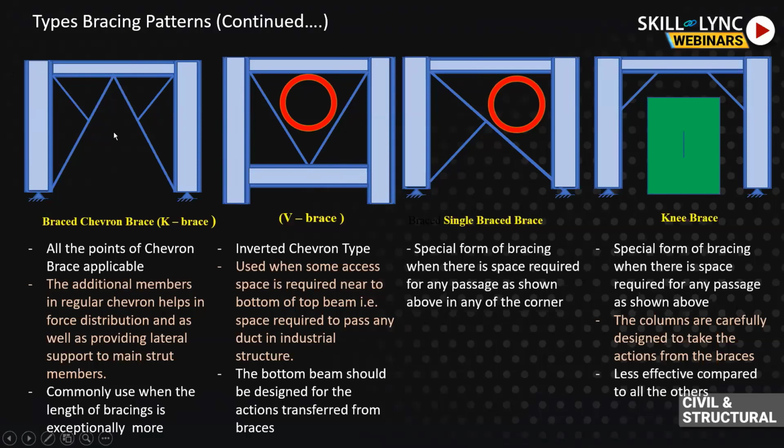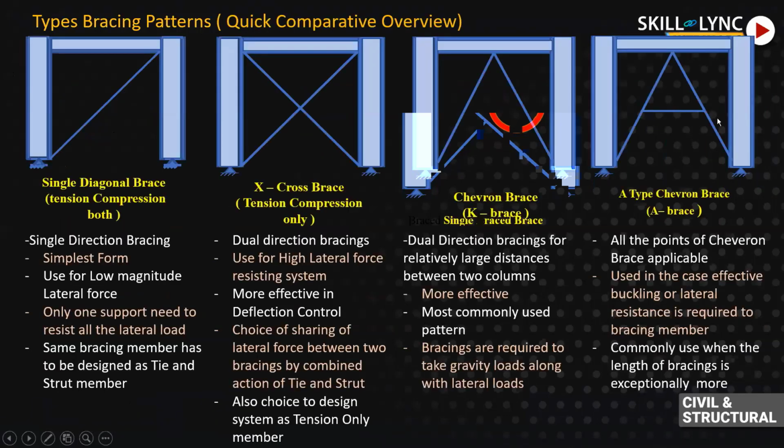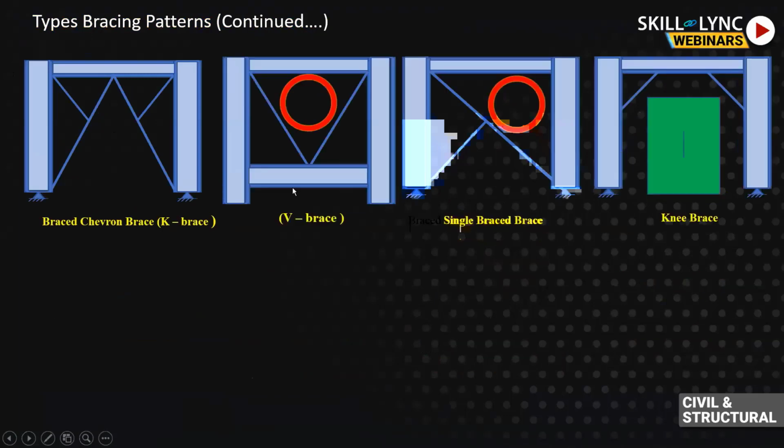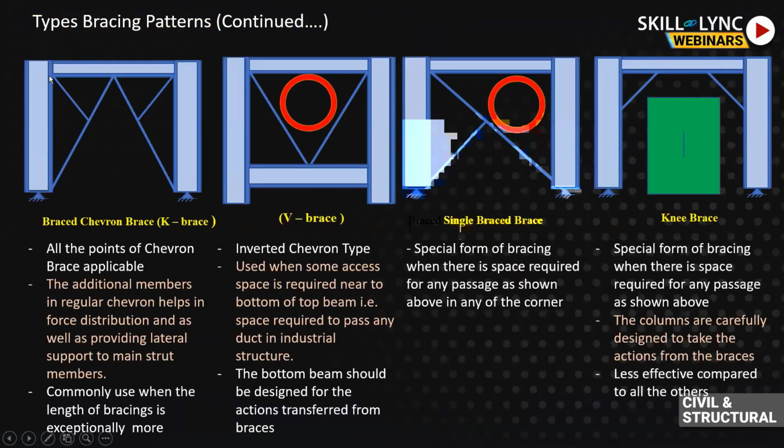So overall effectiveness: in the last one, this member was not contributing directly to force distribution or force transfer. Here, in this system, this member takes some part of the force, some part will go this way, some part will go that way. The additional members in a regular chevron help in force distribution as well as providing lateral support to the main strut members, commonly used when the length of the bracing is exceptionally long, as we discussed in modified version 1.